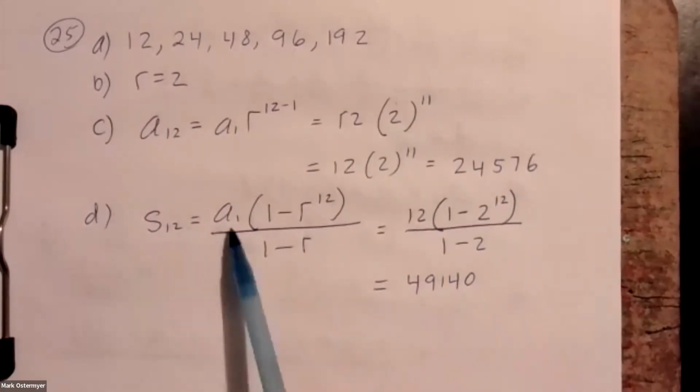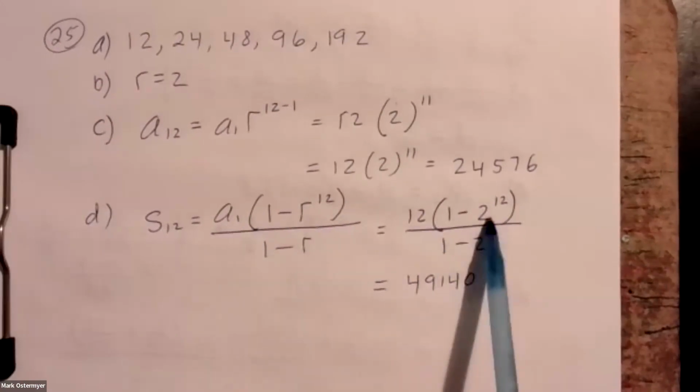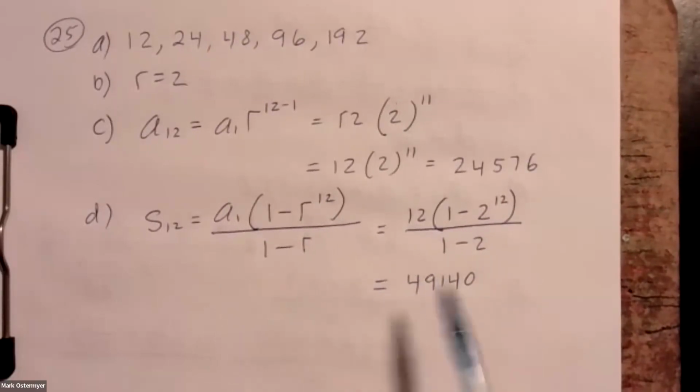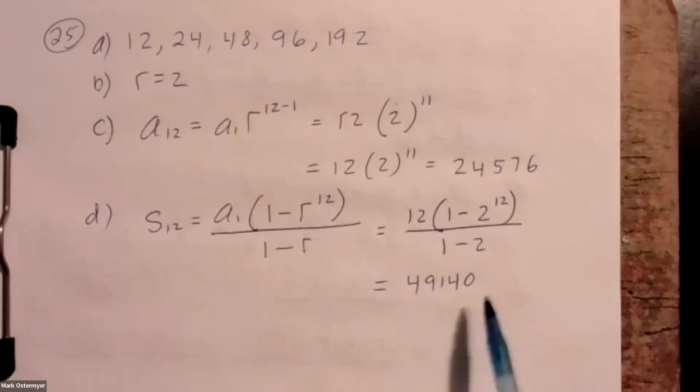Sum of the first 12 terms using our formula. This is the first term, 12, times 1 minus the common ratio to the 12th power, divided by 1 minus the common ratio of 2. When you work this out on your calculator, you'll get 49,140. Anybody get those answers?